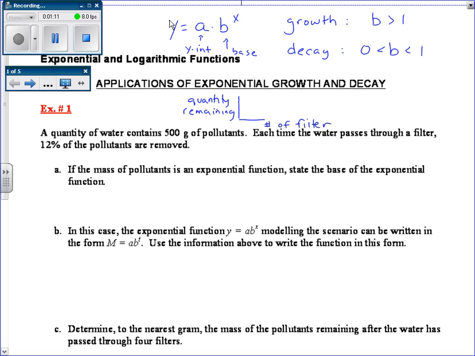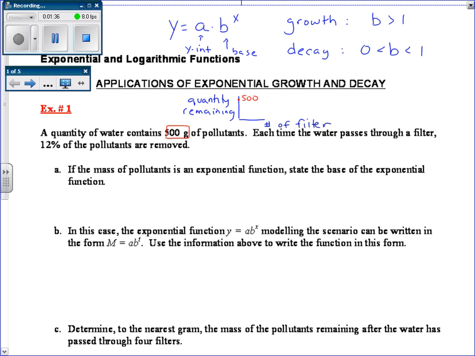So if we think about that, what we start with is what we have when there are 0 filters, right? So when it hasn't gone through any filters, then that y-intercept is going to be that initial amount, that 500 grams of pollutants. Each time the water passes through a filter, 12% are removed. Okay. So part A, if the mass of pollutants is an exponential function, state the base of the function.